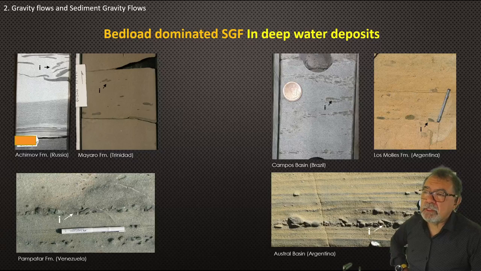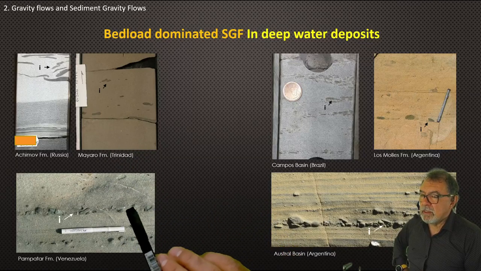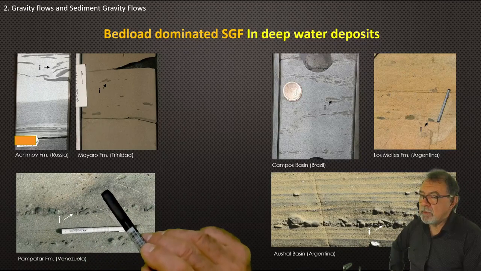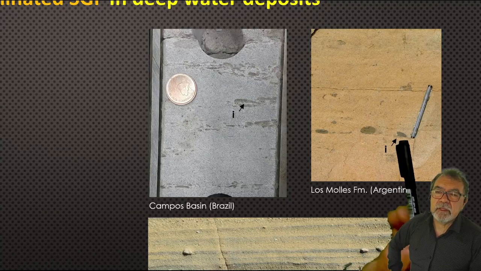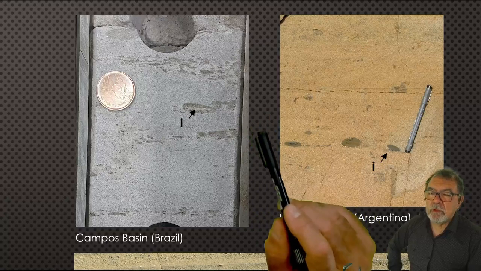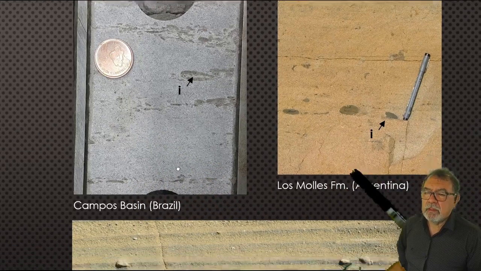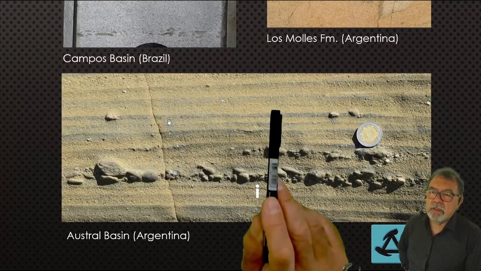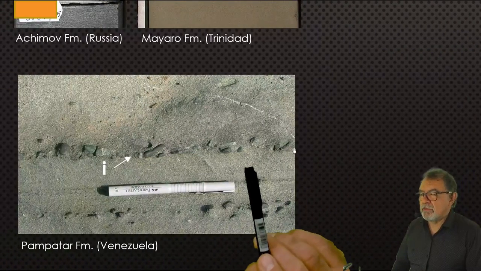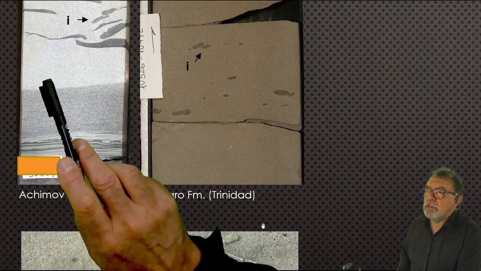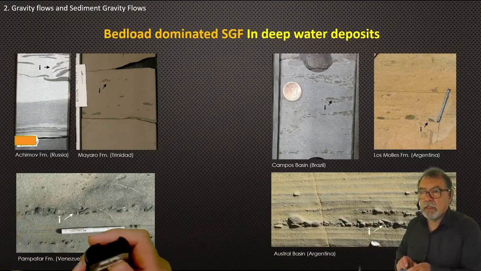How can we recognize this kind of deposits, bedload dominated deposits? Basically with these clasts which are aligned inside massive sandstone. Here you have an association of this. These are clasts here, floating clasts inside massive sandstone. These also are turbidites from the offshore Brazil, from Argentina, and many other examples. This is in the Austral Basin, deep water deposits in the southern part of Argentina, and many other examples from Venezuela, Pampatar, Ashimov formation in Russia, and also Mayaro formation in Trinidad. So very, very common.